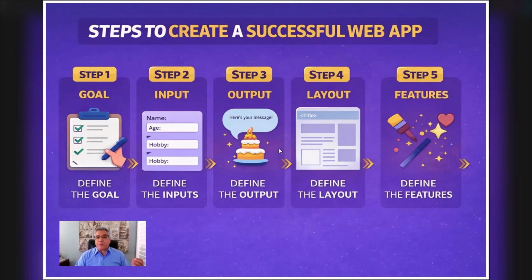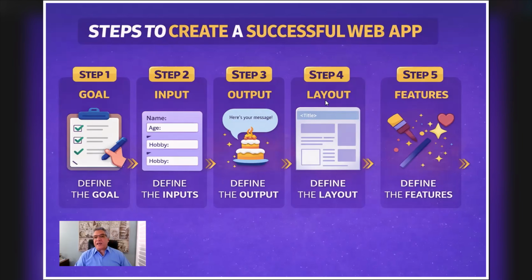Then you go to step number 3, which is the output. How to define the output? Do you want the output to be in an email? Do you want it to be in a Word file, in Excel files? Do you want the output to be a lot of information, or a little information with attachments? You have to tell the app exactly what the output is.